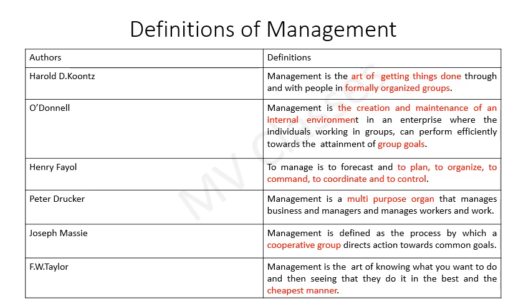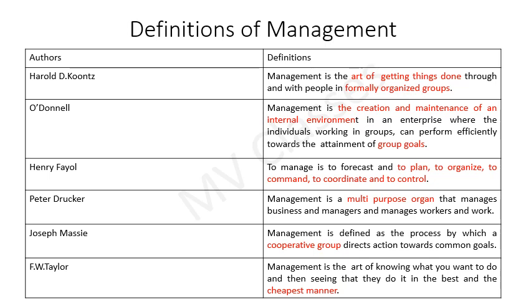So the next one is Joseph Massie. He gave the definition of management as a process by which a cooperative group directs action towards common goals. So management is a distinct process, mainly consisting of planning, organizing, actuating, controlling. All have to perform and accomplish the objective with the use of various people in the organization and the resources. So management has to group, a cooperative group, so that you can achieve your objective.